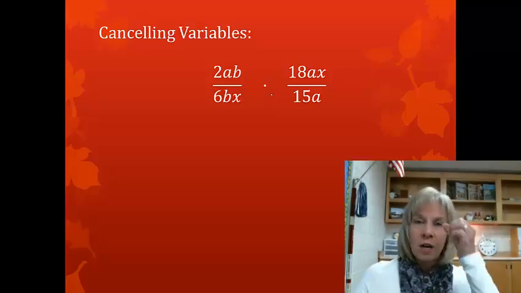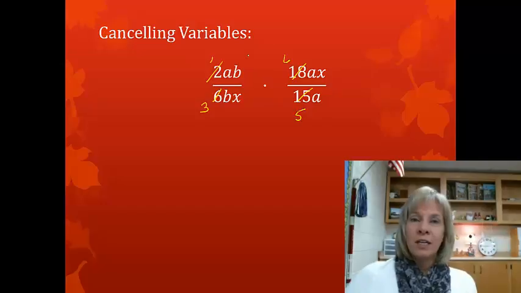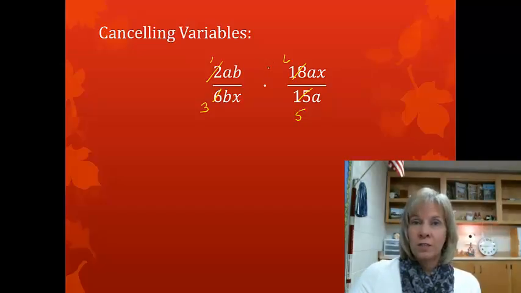cancel our numbers. So we can cancel 2 and 6 by dividing both numbers by 2. Then I can cancel 18 and 15 by dividing both numbers by 3. Okay, can you cancel any other numbers? Yes, the 3 and the 6. 3 goes into 3 once, 3 goes into 6 twice.